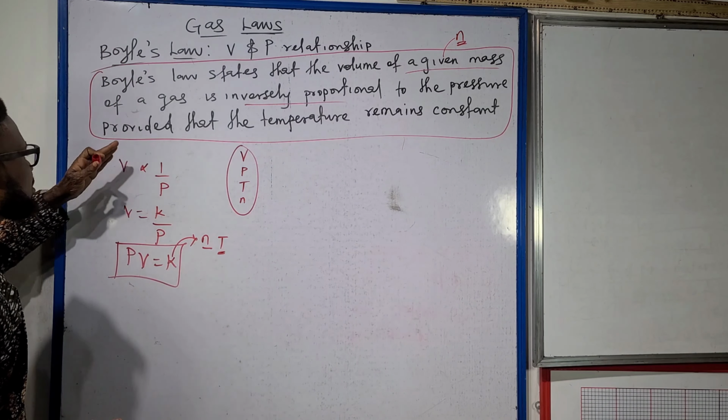Let this be a containing vessel with a movable piston, such that it could go up and down. Let this be a movable piston containing a certain volume of gas. Let the volume be 50 cm cube, and let the pressure here be 2 atmospheres.